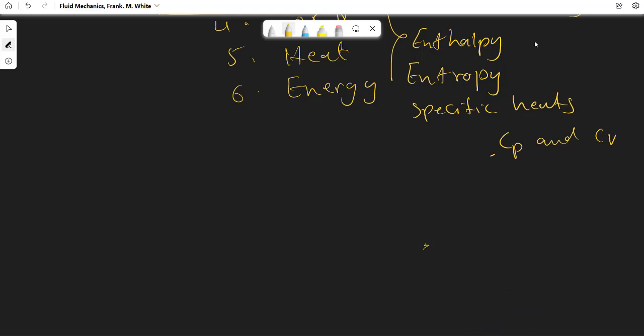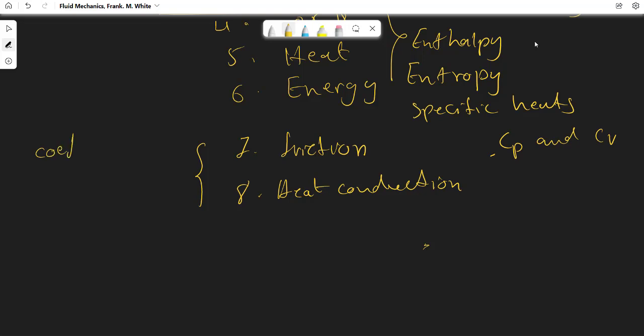In addition, friction and heat conduction effects are governed by the two so-called transport properties. So if we have also friction and heat conduction, we will have these properties of fluid: the coefficient of viscosity and thermal conductivity.